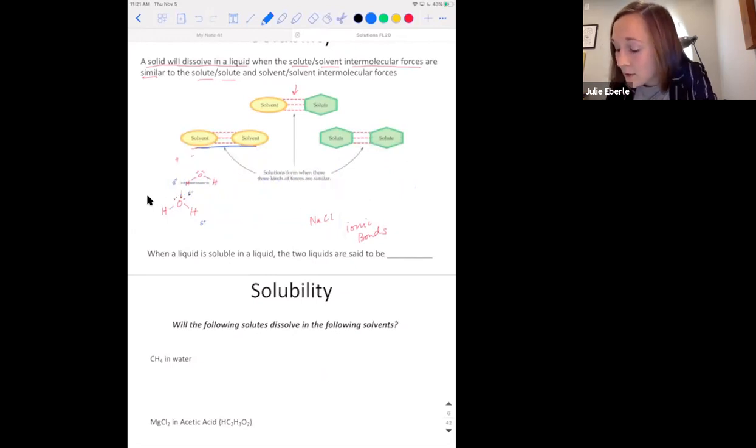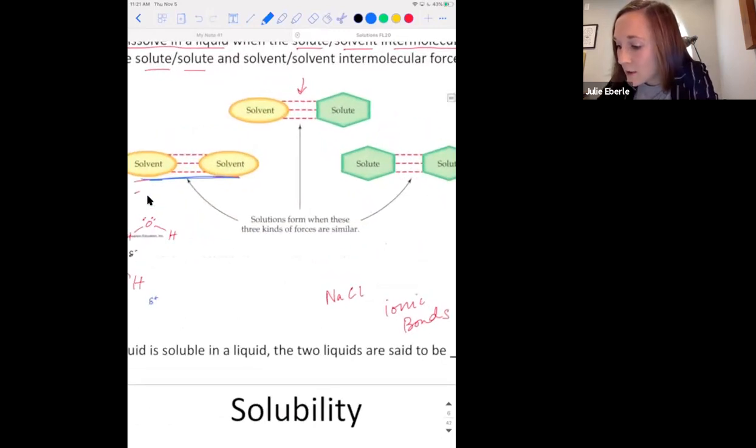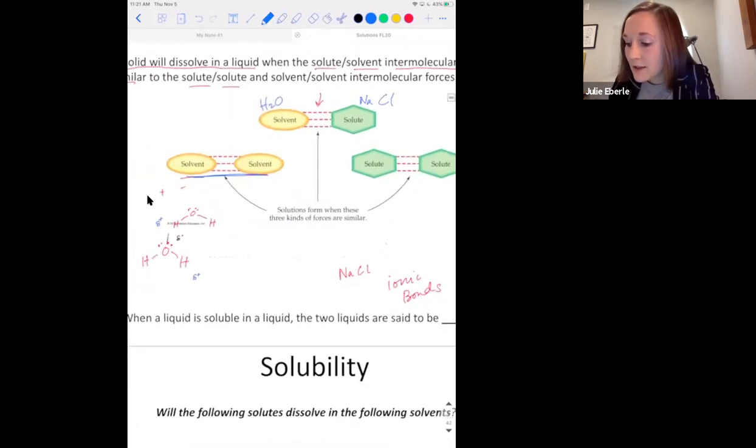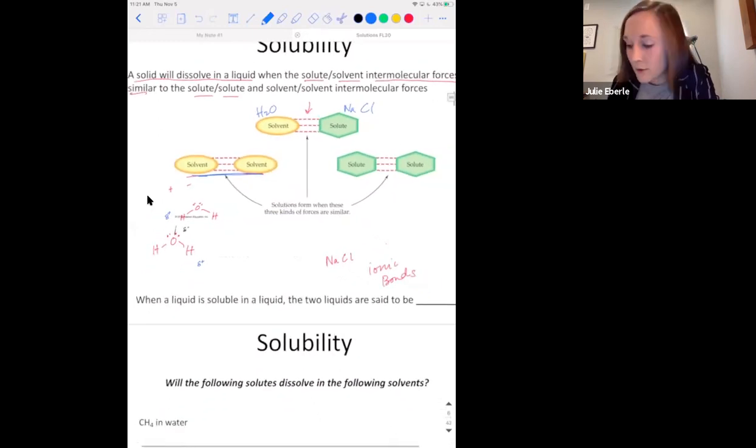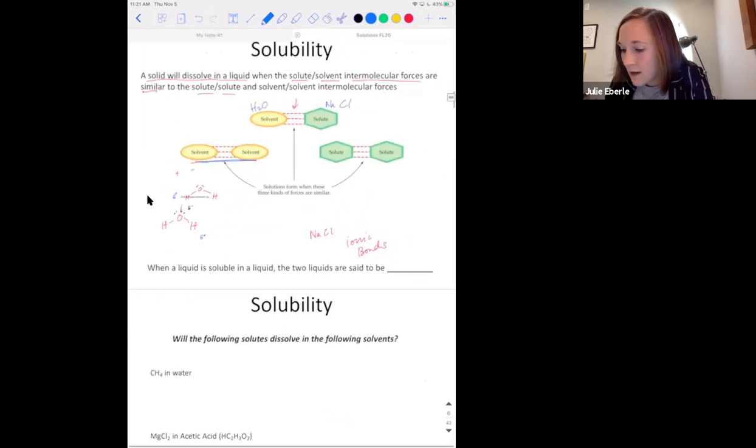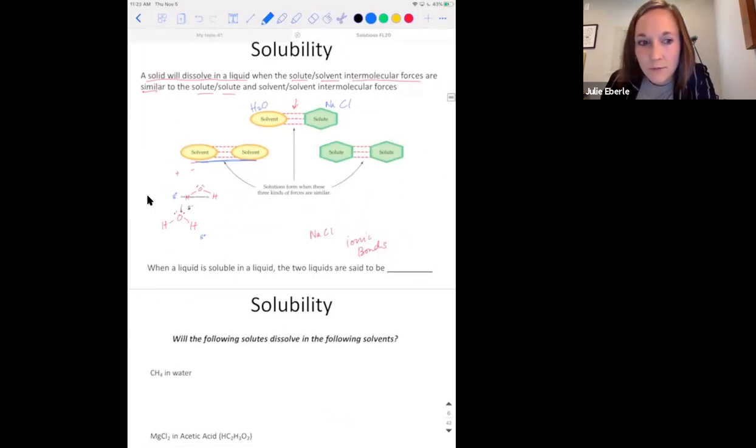Anyways, because these are similar, these two things will mix. That's what you're representing here, this would be our NaCl, and this would be our water. Those things will mix if the separate individual interactions of the two pure substances are similar. Any questions on this figure? Okay.